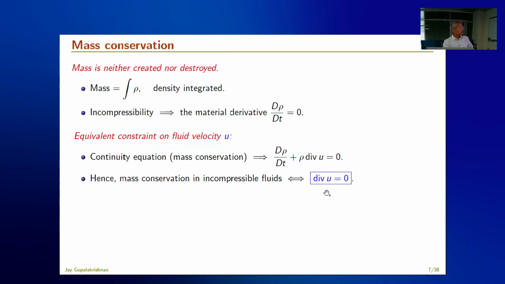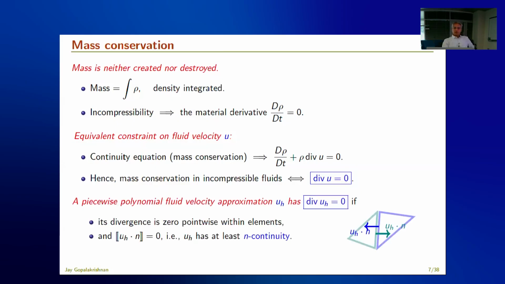So from now on, we'll focus on the divergence-free velocity being equivalent to mass conservation. For a piecewise polynomial fluid velocity approximation, if you want exact mass conservation, you want the divergence of u_h to be zero in the sense of distributions, which means it needs to be zero pointwise within each element, and also you need to have the normal component of the velocity be continuous across element interfaces.